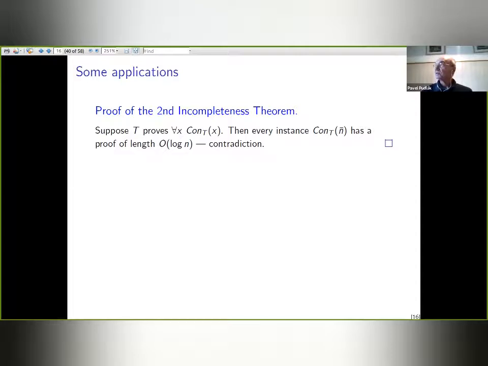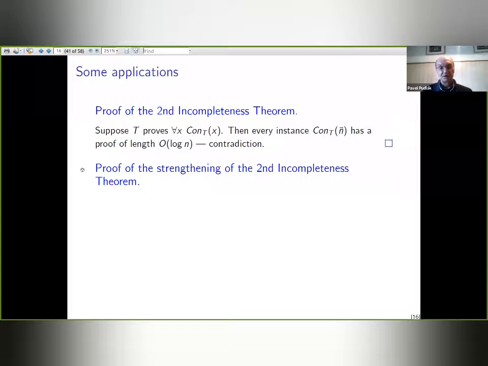Now, having this, we can derive some applications. Let's first prove the second incompleteness theorem. Suppose T proves ∀x Con_T(x). Then every instance Con_T(n) has a proof of length O(log n). Why? Because the numeral here is of logarithmic length, and what you need to prove this is just to take this single proof that is of constant length and substitute the numeral for x, or, depending on the rules of the calculus, apply the general statement to the specific term instance of this. So this is certainly not a big deal, but it's a paradigm that can be used to prove other theorems.